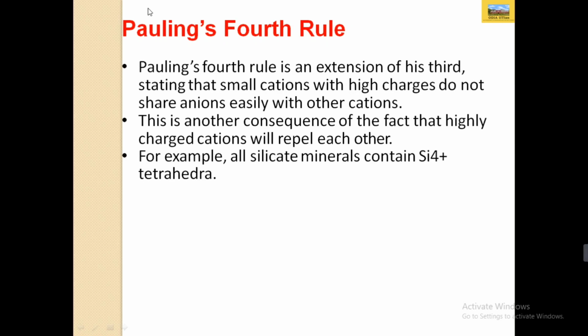Now, moving toward the fourth rule of Pauling. Pauling's fourth rule is an extension of his third rule. This states that small cations with high charge do not share anions easily with other cations. This is another consequence of the fact that highly charged cations will repel each other. For example, all silicate minerals contain Si4 plus, and that is in tetrahedra.